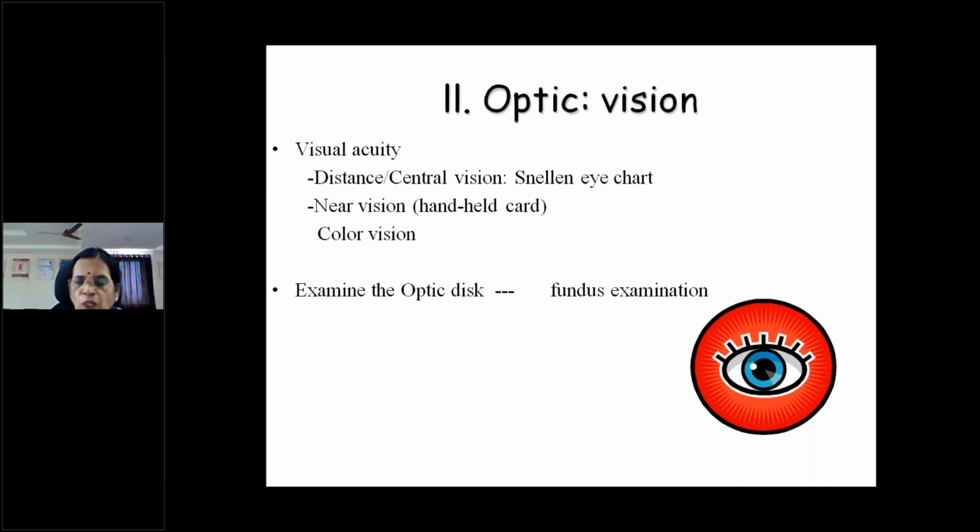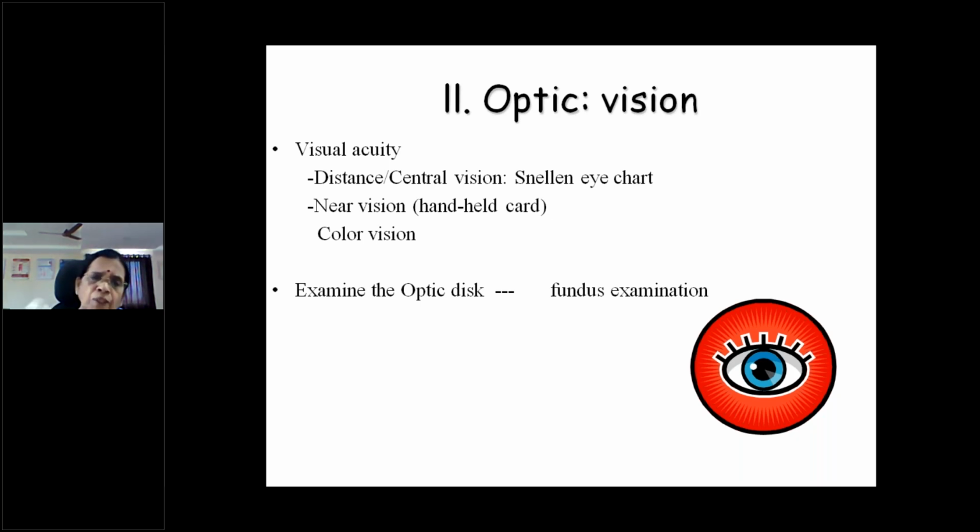Next is the near vision. You can give a card at the distance of 1 meter. If he is illiterate, you can draw some zero like that, some figure, and see whether he is able to identify that or not. Or if he is literate, you can ask the patient to read it. So that is for the near vision. Distant vision, near vision, and color vision. For color vision, we don't have Ishihara charts. You can only get some color threads and ask him to name the color of it.